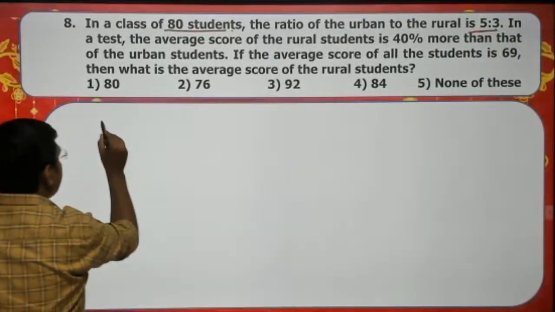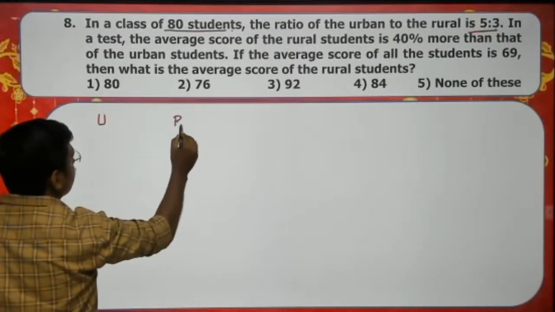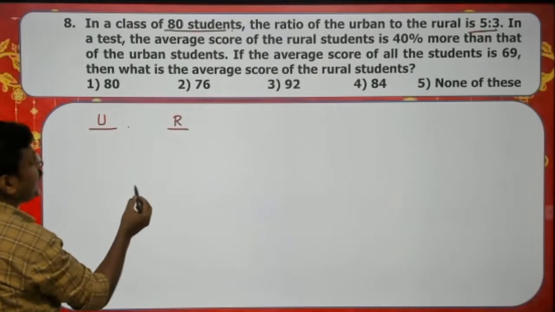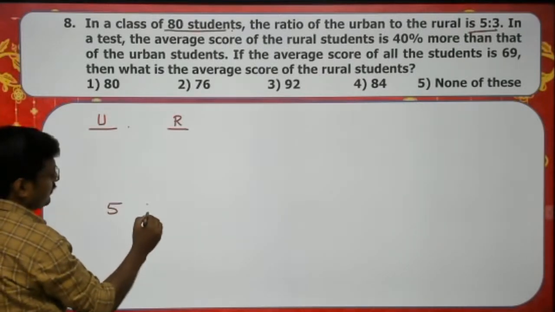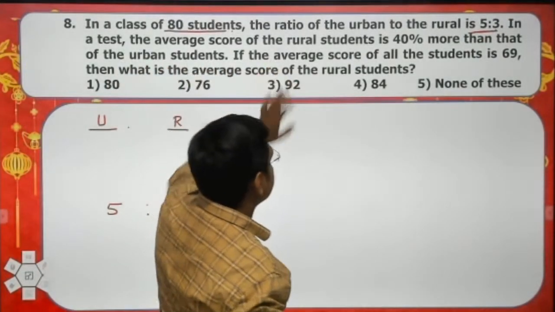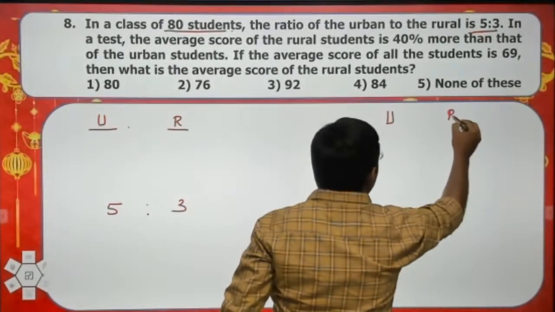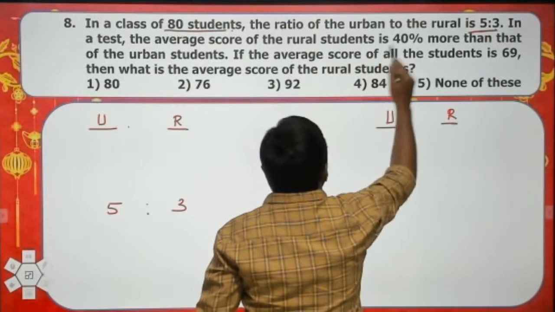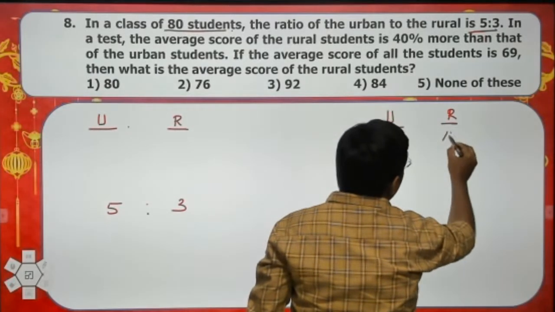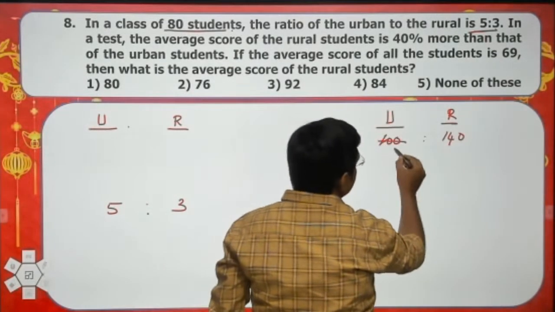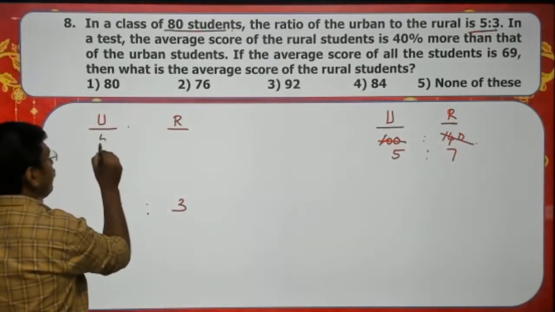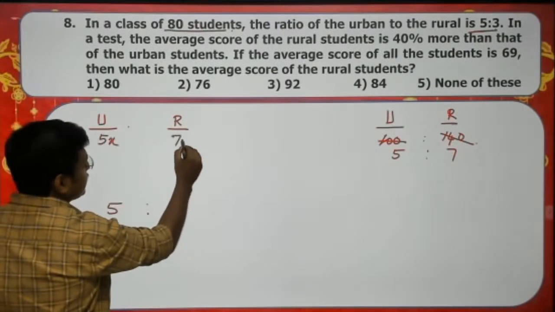So if I am writing urban here and rural here, the students count splitting ratio is clearly given as 5:3, that we should write as the ratio. After that, the score is clearly given. In a test, the average score of rural students is 40% more than that of urban. If I am assuming that the average score for urban is 100, then for rural it will be 140. If I am considering that as the ratio, then it is 5:7, or we can say like this, if the average score of urban is 5x, then for rural it will be 7x.